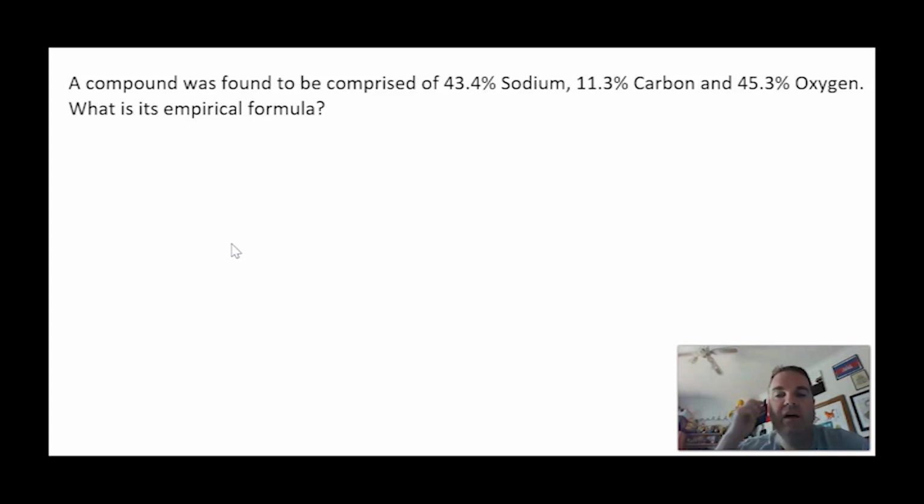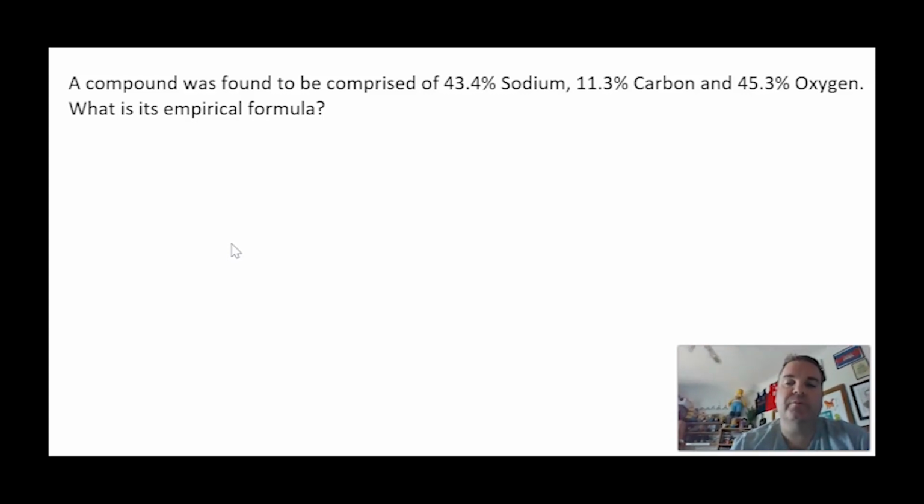So I've got a question here for you, which is showing that we've got a compound which is comprised of 43.4% sodium, 11.3% carbon, and 45.3% oxygen. So the question is, what is its empirical formula?